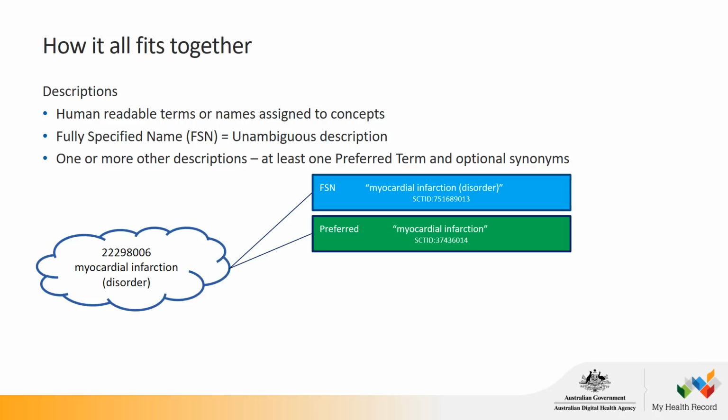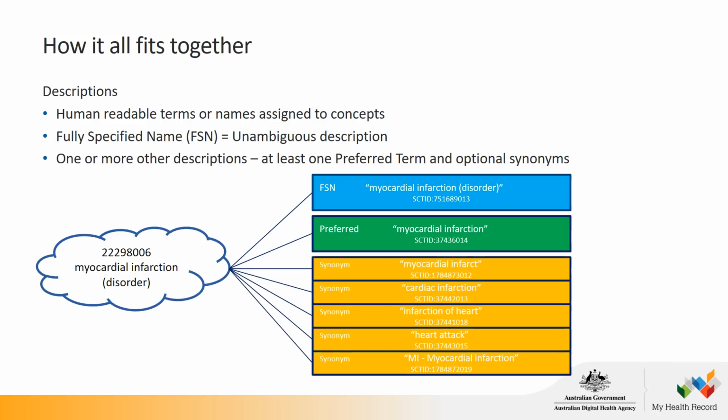The next description is the preferred term, which is the most common way that a concept is described, and is the recommended term that is presented on the user interface for clinicians to interact with. It is also the description that is used in storage and communication, for example, in clinical documents that are shared between systems.